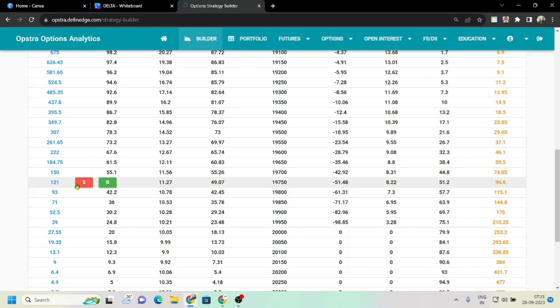121 plus 50, it will go to 171. But what will happen to the put option? Put option ATM strike will decrease 50 points. Now it is 96 rupees. It will become approximately 46 rupees. So now you have a clear calculation. When the underlying is moving up, the 19,750 call option strike will increase by 50 points, and this put option strike will decrease by 50 points.